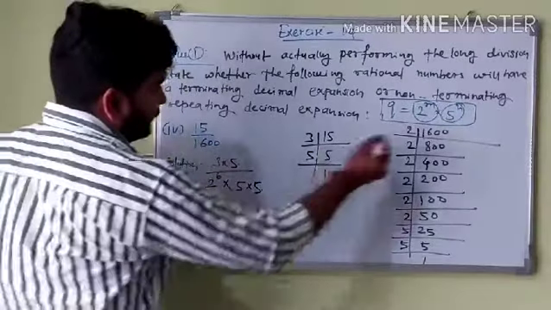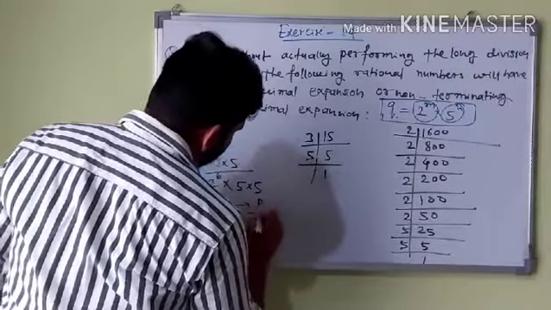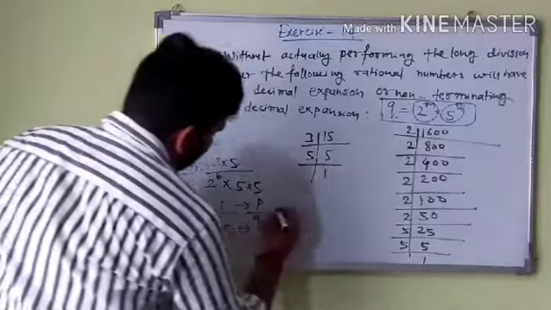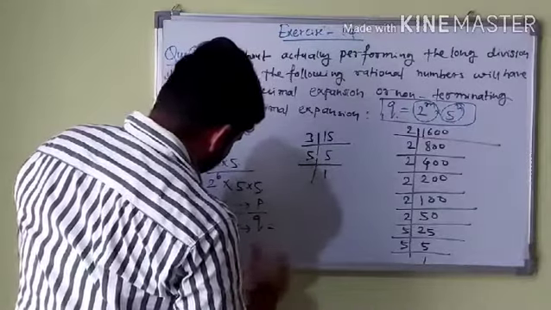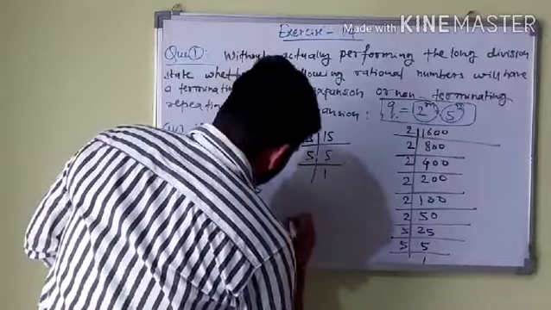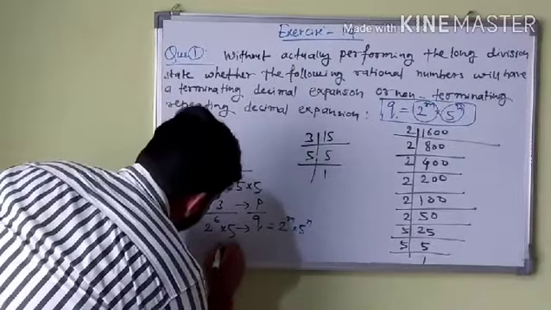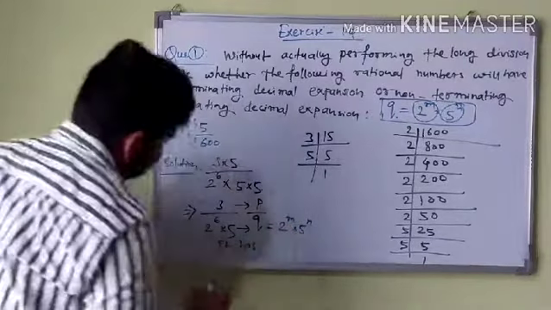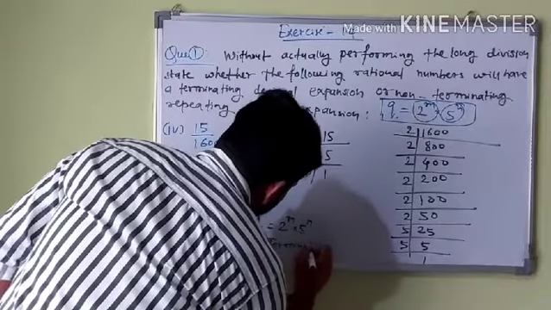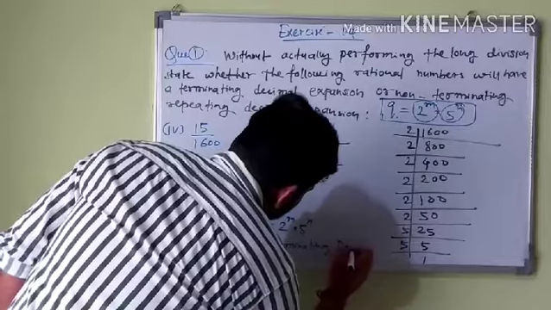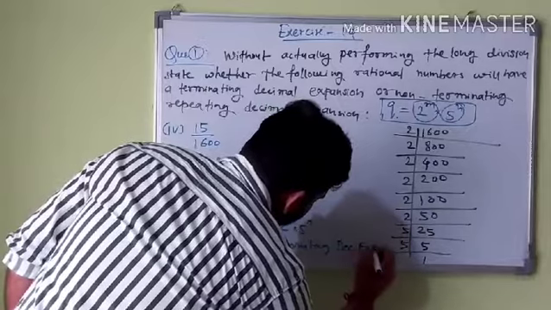It is the form of q. Here p is this one and this one is q, and q is in the form of 2 to the power m multiplied by 5 to the power n. Therefore it has a terminating decimal expansion.